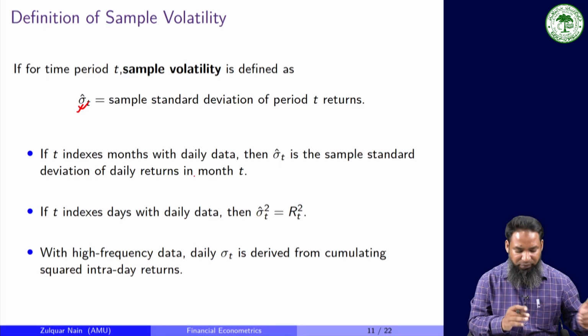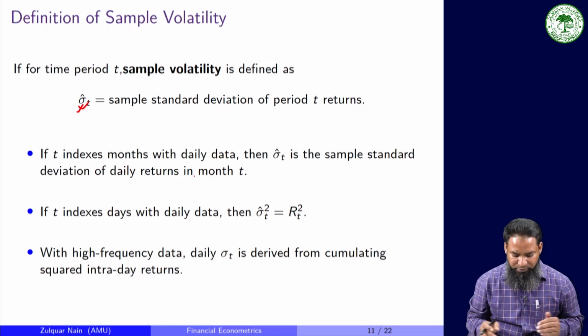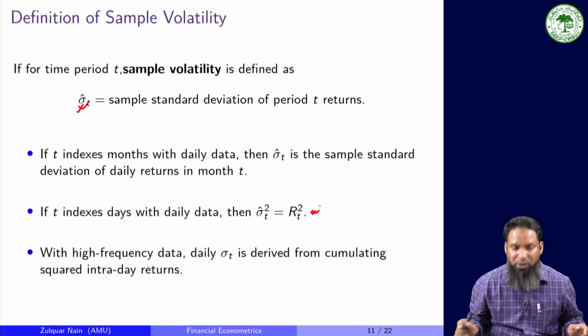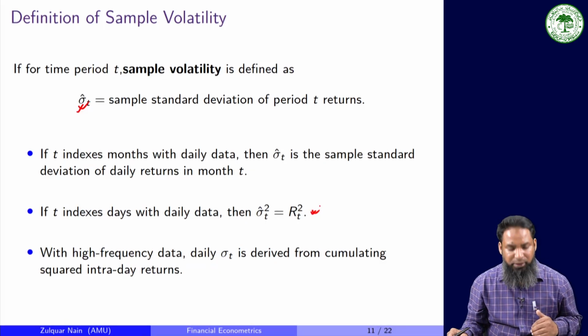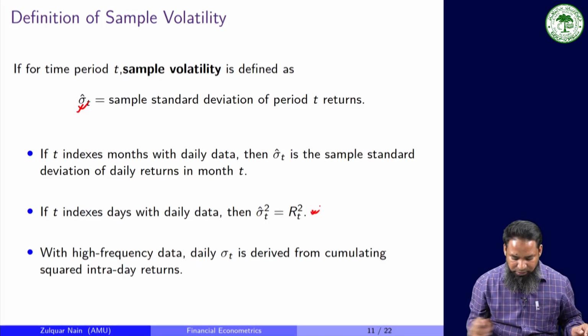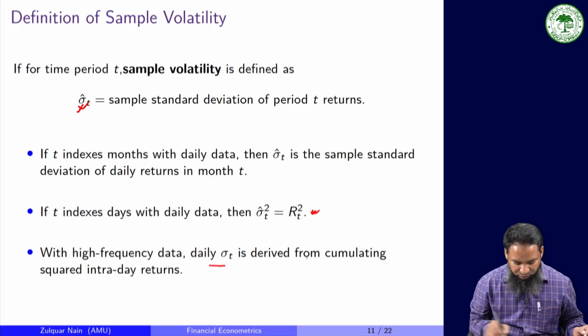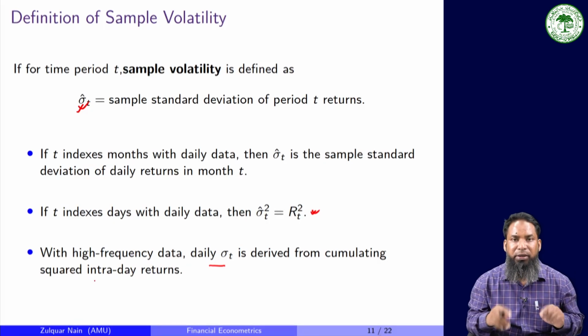Whereas if T refers to days, then this will be the daily data, and we have sigma hat square equal to R square T. On the other hand, if we have high frequency data, then this daily sigma T is derived from cumulative squared intraday returns.